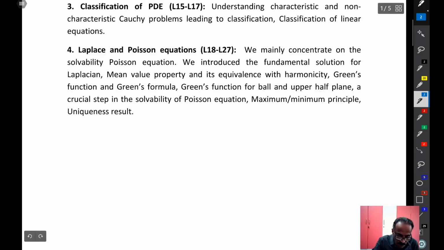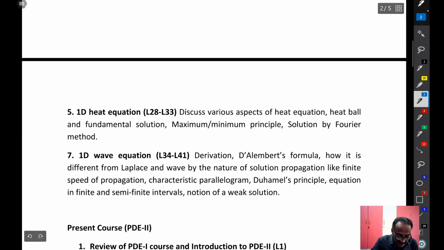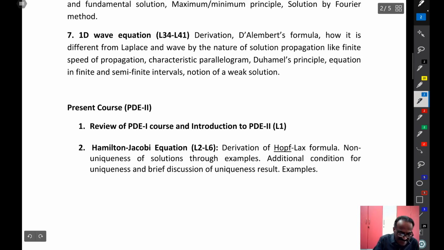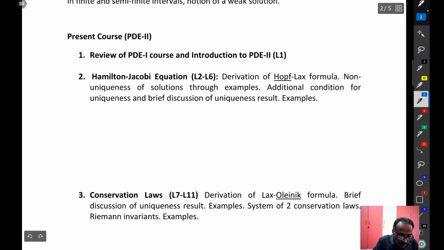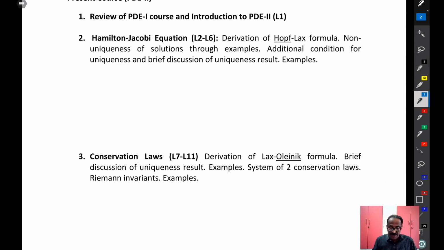So let's now go to what we are going to do in this course. As I said, the first lecture is about the review of the previous course and also an introduction to this one, and that we will do in this half an hour lecture. And then we are going to discuss two important first order equations. Both these equations are first order equations.